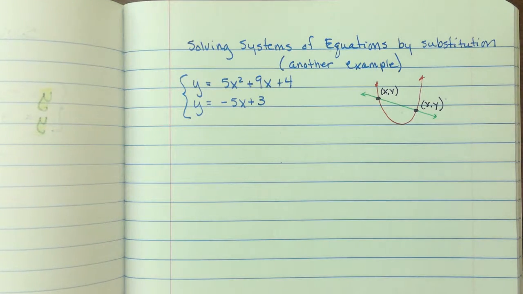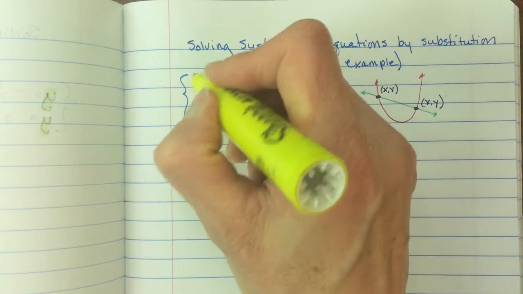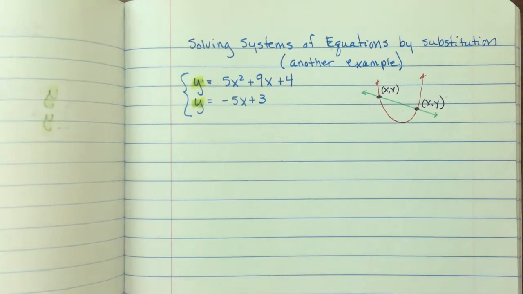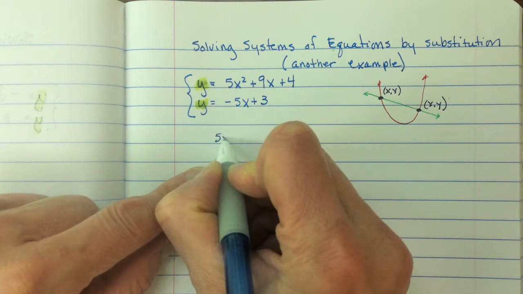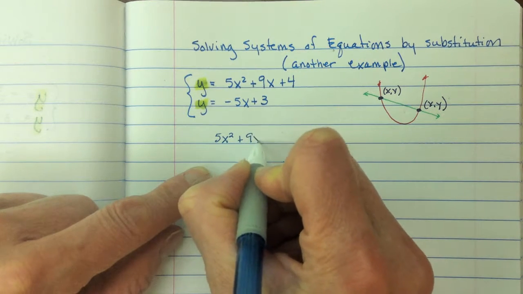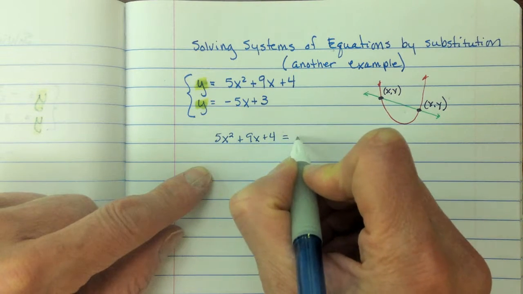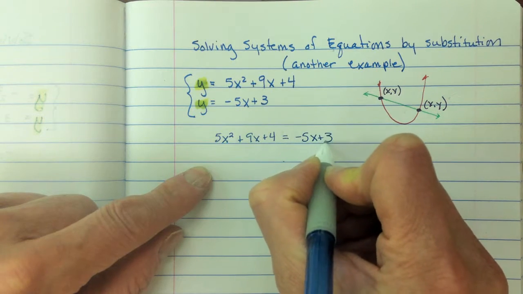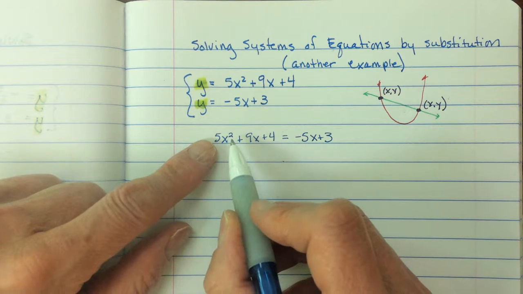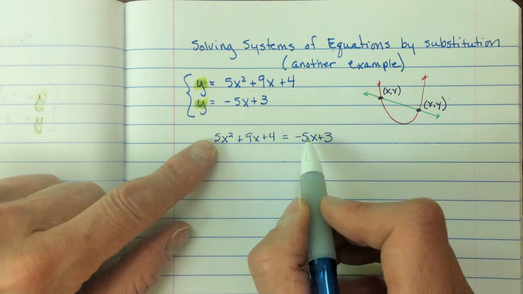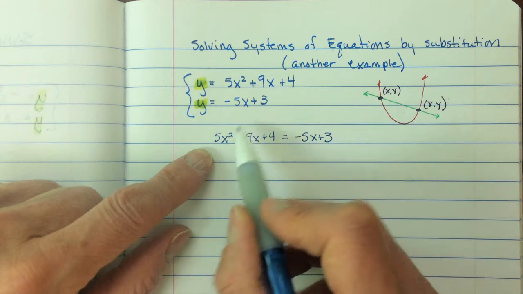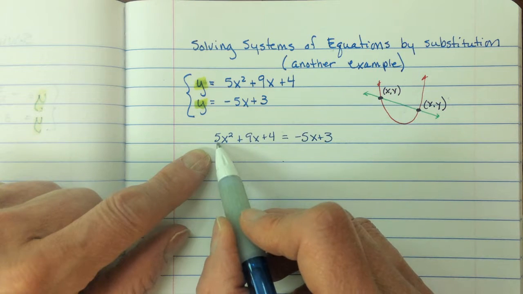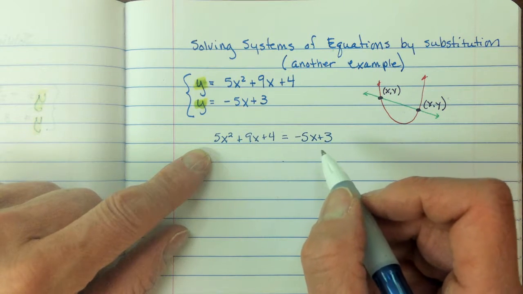The thing to remember with substitution is if I have y equals y, that means both my equations are equal to each other. So I can rewrite this as 5x squared plus 9x plus 4 is equal to negative 5x plus 3. Because I have a quadratic, the way I solve my quadratic is to make everything equal to 0. So I'm going to move the right side of my equation to the left side because my lead coefficient is positive and I want to keep it that way.